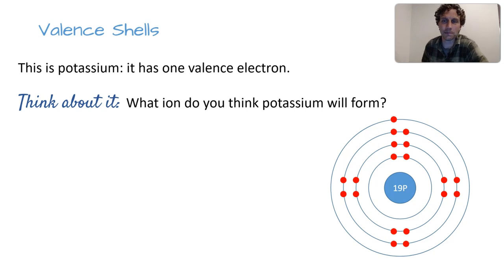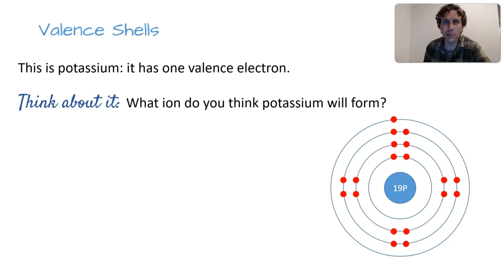So this is potassium, element number 19. Okay, 19 protons and 19 electrons. Okay, but only one of those is a valence electron. So the question that I want you to think about: what ion do you think potassium will form? Will it become a -3 or a +4 or a -2? Well, if you look at the periodic table, you can see that potassium, the symbol is K, forms a +1.